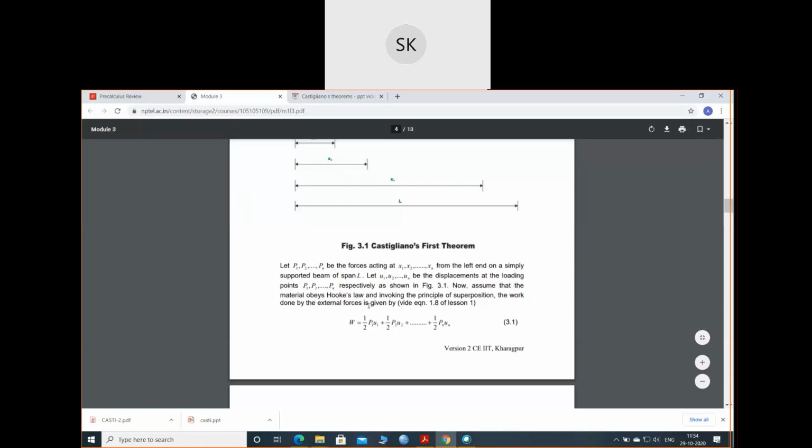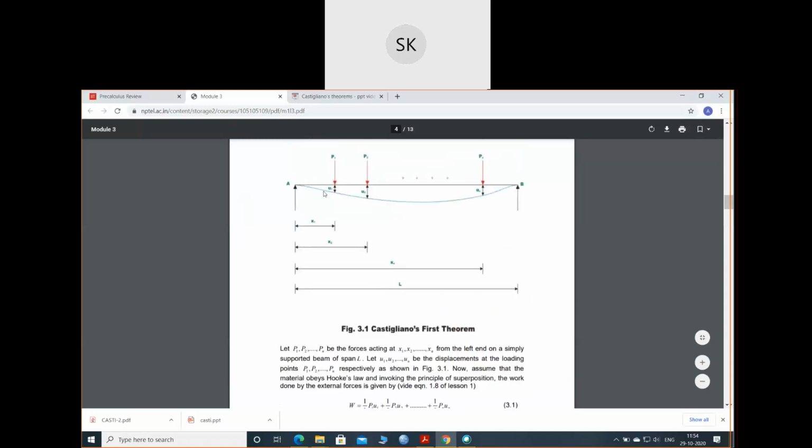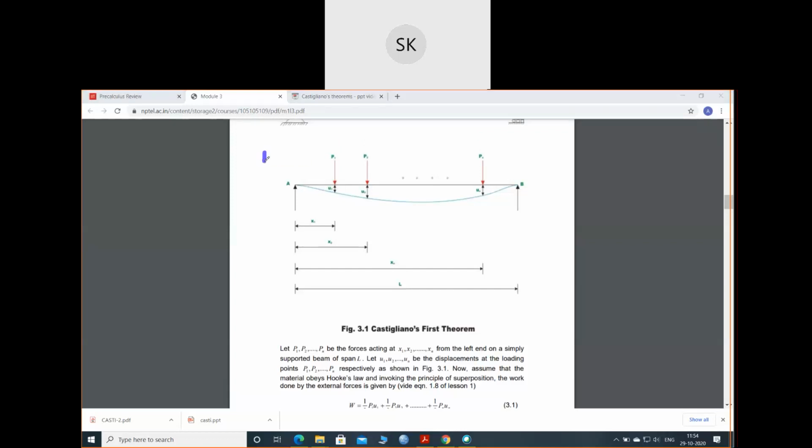The work done by the external forces is given by the work done. You can find the work done in the same way if you take this one as a triangle. What will be the distance? X1 is the distance, height is your U1. You can take the area of the triangle as half, base is your X1, height is your U1. So this is the work done.